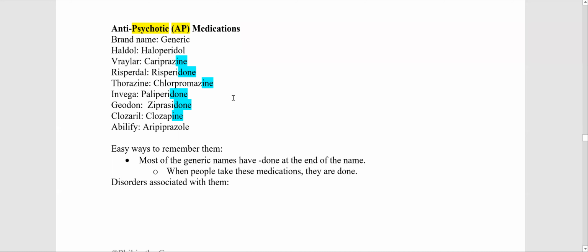And some of you may be saying INE was also for the antidepressants, but when we look at the names of the INE, they tend to be a little bit harsher than our antidepressant meds. And then on the brand name, you just have to kind of remember them, but the names kind of stick out. Haldol, Vraylar, Risperdal, Thorazine, Invega, Geodon, Clozaril, and Abilify. And again, INE and DONE. And kind of to summarize that, most of the generic names have DONE at the end of the name. When people take these medications, they are done.